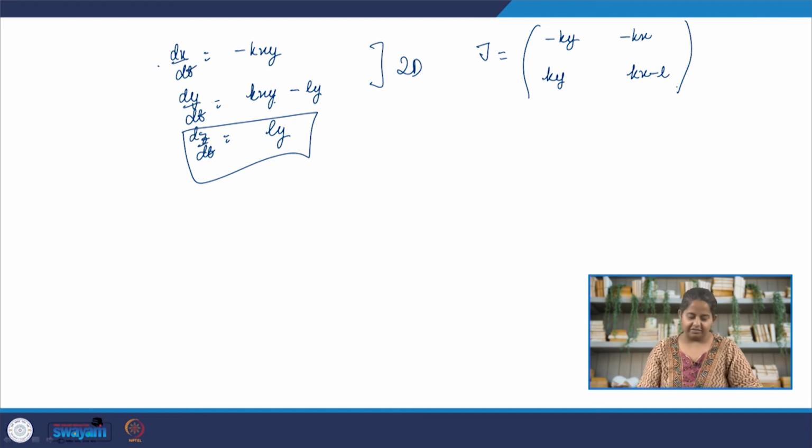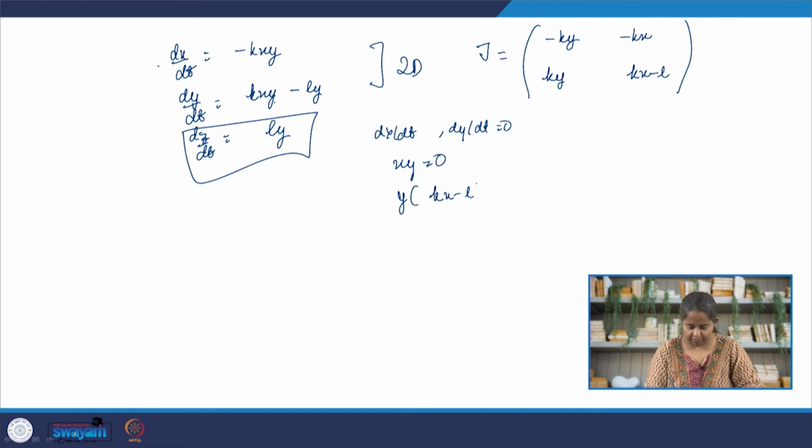Now we want to find the fixed points. For fixed points, both dx/dt and dy/dt should be equal to 0, right? And then once we find our fixed point, we can substitute it into the Jacobian, get a characteristic equation, and find out the trace and determinant. Oh, cool. This is another way of approaching this, and that's the Nullcline method.